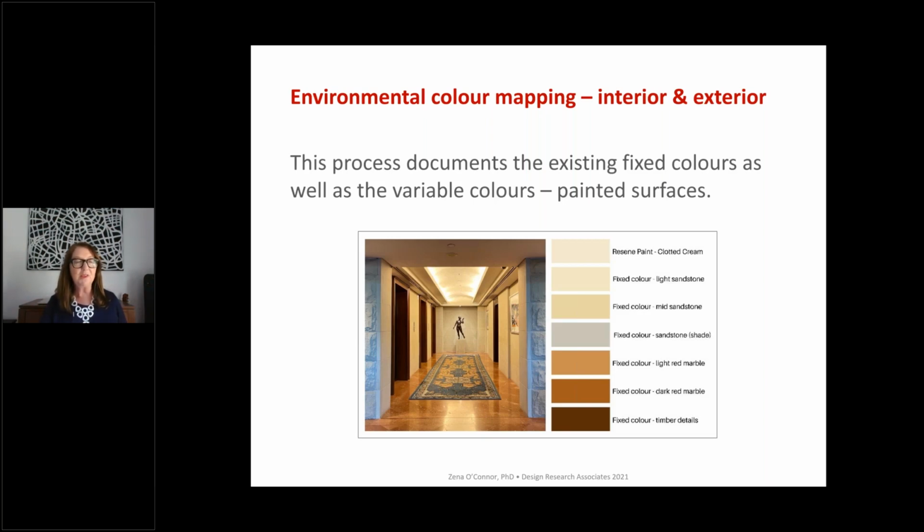In this example, there's a range of fixed colours which include variations of red that can be seen in the Rosso marble flooring. There are variations in the sandstone colour, and these variations go from light mid-ochre to shadows in the stone, which appear as a sort of bluish greyish colour. And then we've also got the deep rich timber tones, which are the panels around the lift doorways.